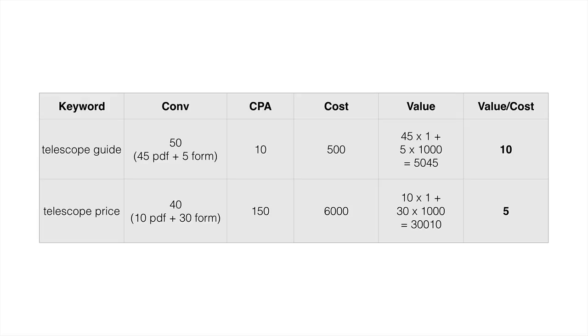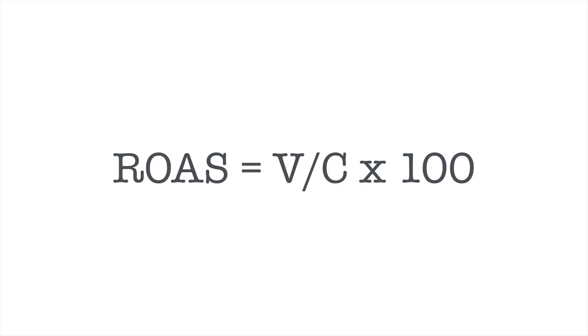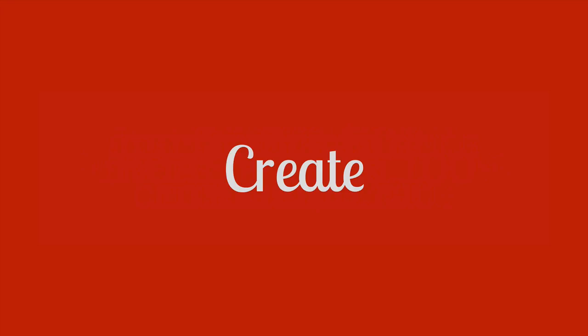We could either manually reduce the bid on that keyword, or if we were using target ROAS, Google would do that for us and adjust the bid for Telescope Price in order to try and hit a higher return on ad spend. So in other words, in order to try and get that 30 grand of value by only spending around 3.5 to 4 grand, somewhere in that range. So value per cost times 100. All right, so that's the overview of the strategies.